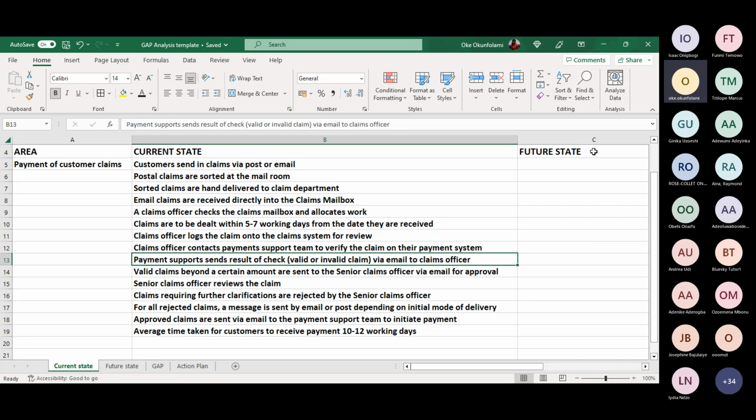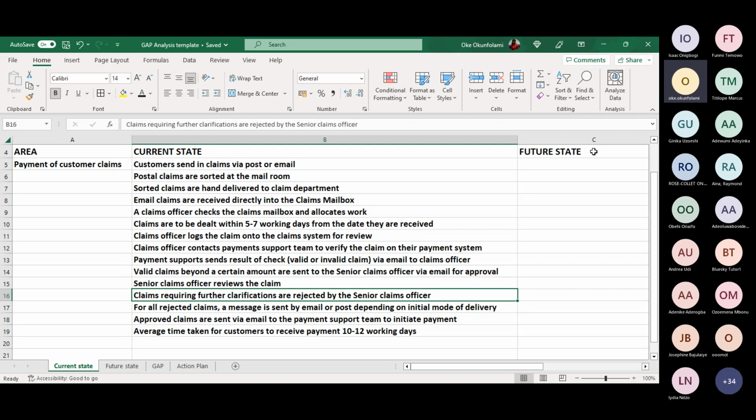Now, let's start with the valid ones. If it's a valid claim, and it's beyond a certain amount, then the claims officer will have to send the claim on to the senior claims officer via email to approve. So you know how some businesses have limits. You cannot approve any claim beyond maybe £500. If it's 510, you have to send it to your senior manager or something. Okay, so that's what that means. Now the senior claims officer reviews the claim, and at that point, if further clarification is required, it's rejected by the senior claims officer.